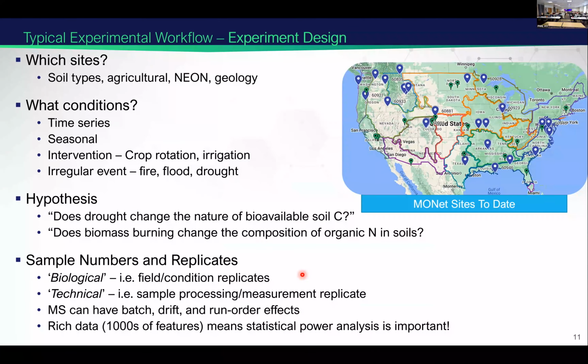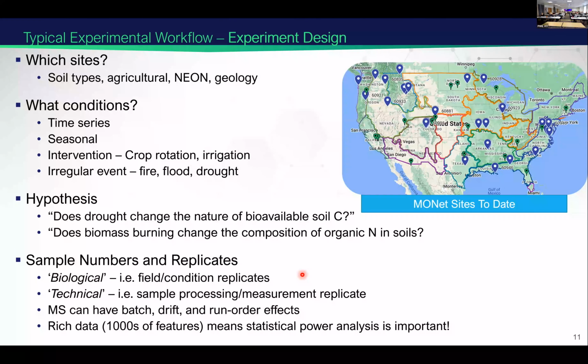So when we're talking about experiment design, the first thing is obviously, what sites are we going to sample? We're going out into the field to get soil organic matter. There's soil outside the room right here, but presumably we're interested in something more specific. And so it's thinking about what soil types we're looking at, if we're going to predefined sites like NEON sites, or if we're interested in specific geologies. On the right is a map of the sites MONet already has proposals in for. You can see there's a diverse range of the US being covered, in different geologies and different environments.